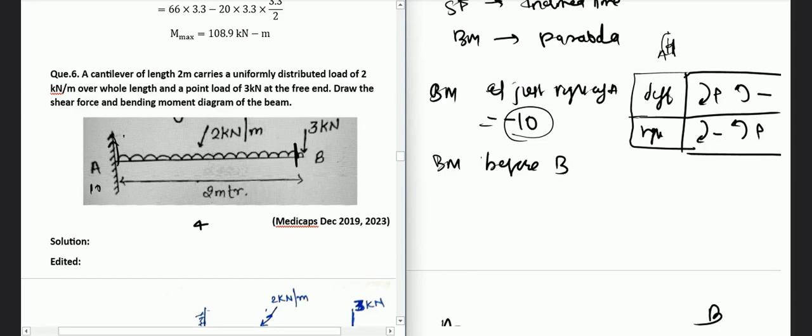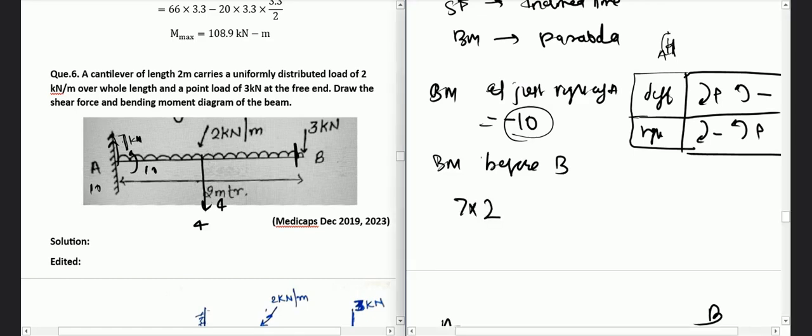There is a 7 kilonewton upward force at A, there is a downward force of 4 because of the UDL, and there is an anti-clockwise moment of 10. So the moment will be 7 into the perpendicular distance, which is 2, in the clockwise direction. It is positive because we are considering forces on the left. So 7 into 2, minus 10 because of the anti-clockwise moment, and minus 4 into 1 because of the UDL, which will come out to be 0. So bending moment before B is 0. That's how you can calculate bending moment at A and B.